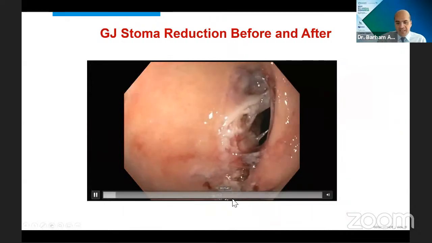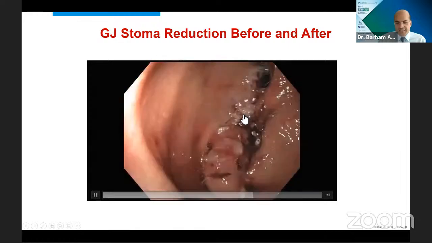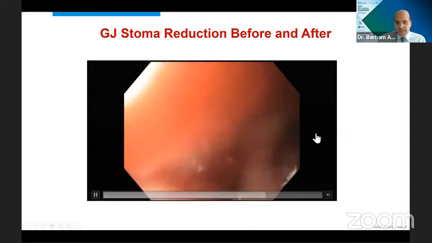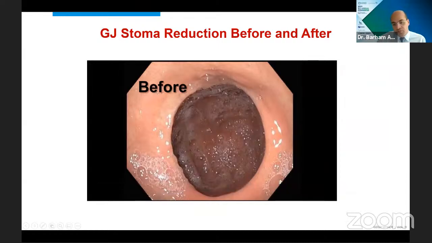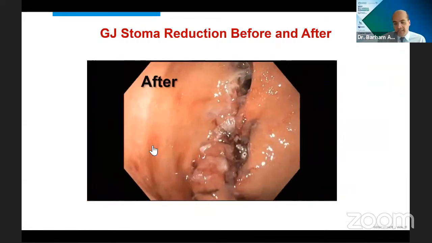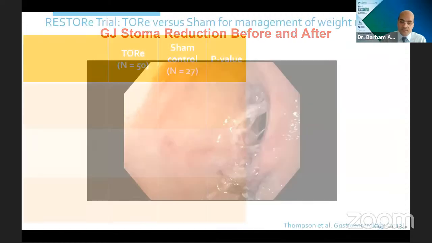So this is what we're talking about as far as what we could do. You could see here, this is a reduced anastomosis. This is the imbricated suture line. This is the anastomosis before, and what we could do endoscopically is quite remarkable, at least in the immediate term, reducing the anastomosis to less than a centimeter in diameter.